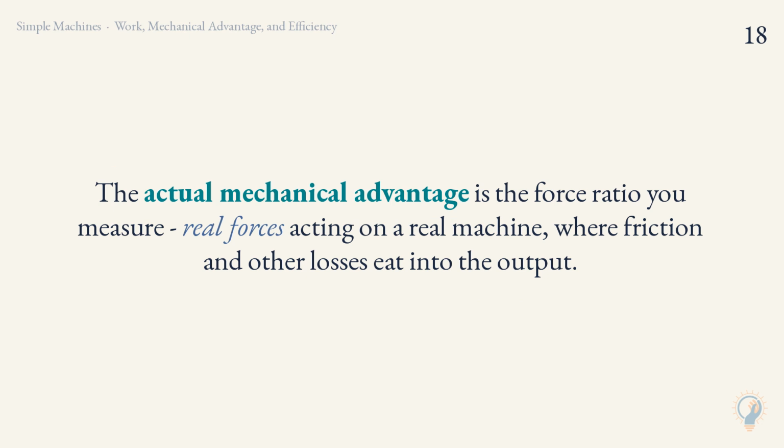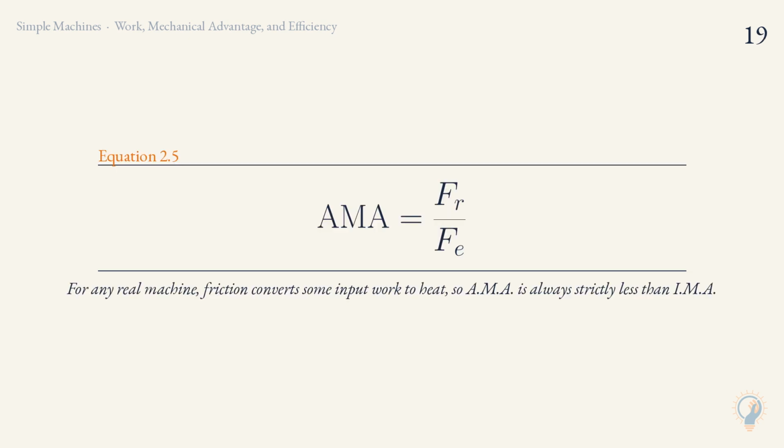The actual mechanical advantage is the force ratio you measure, real forces acting on a real machine, where friction and other losses eat into the output. Equation 2.5. Actual mechanical advantage equals the output force divided by the input force. For any real machine, friction converts some input work to heat, so AMA is always strictly less than IMA.